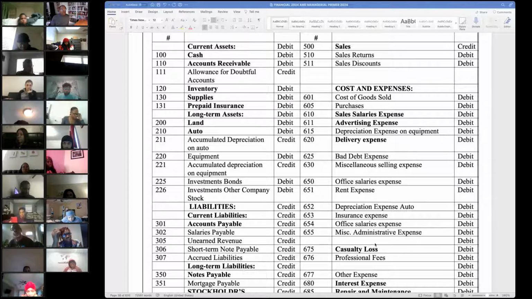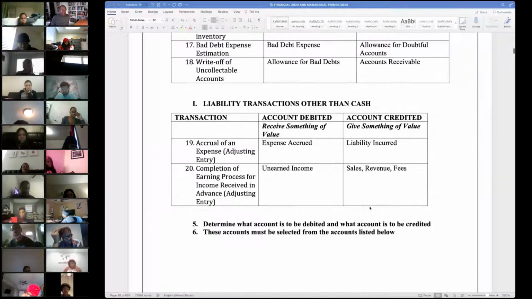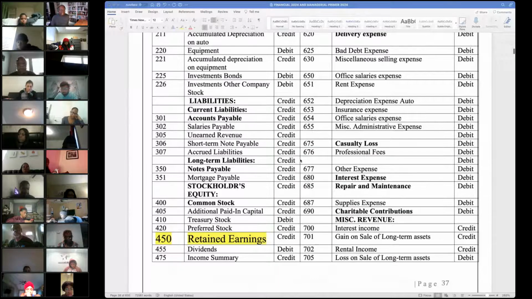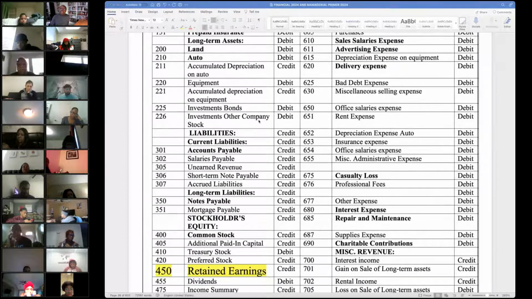So journal entry types, you need your hard copy. Chart of accounts, you need your hard copy. So when we're working problems, taking exams or quizzes, you have this right at hand to flip through and you're not changing a screen to do it. Are there any questions on journal entry types? Chart of accounts? Are there any questions?